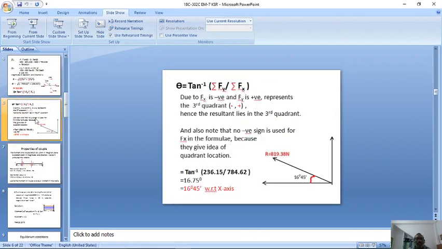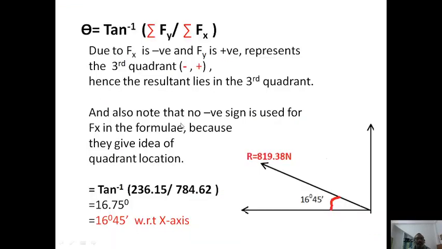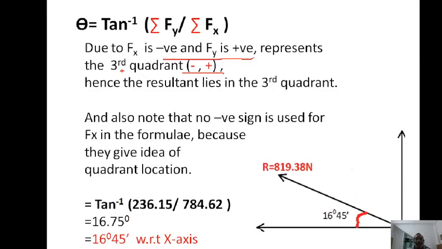And the direction will be like this. Substitute the sigma f of y and sigma f of x in the original coordinate system. Sigma f of x is negative and sigma f of y is positive. Hence, it gives the third quadrant. It shows that due to these positive and negative signs of sigma f of x and sigma f of y, it is a third quadrant. So the resultant should lie in the third quadrant, right?